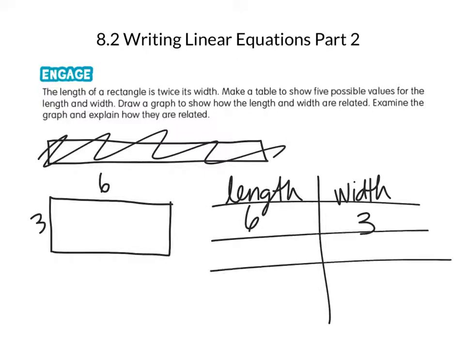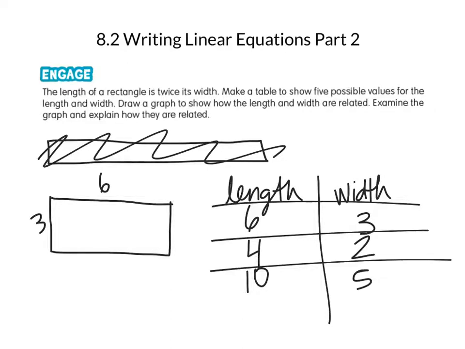Well, what if the width was 2? If the width was 2, then the length would have to be 4. So you're just kind of making a table to show some different possibilities. So let's make another possibility. Let's say that the width is 5. If the width is 5, then the length might be 10. Whatever it is, it just has to be 2 times as much.